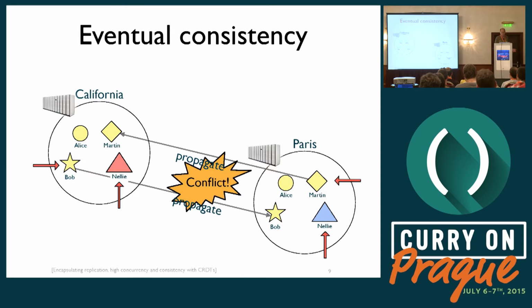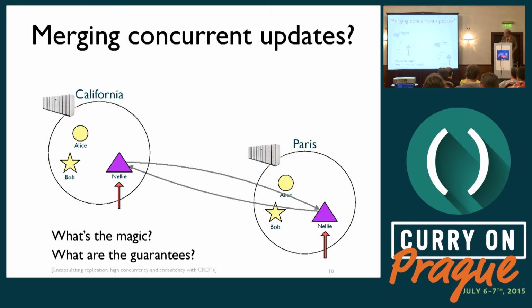But of course, that raises another question. What happens now, since I'm not synchronizing? I could have 2 concurrent updates to Nelly, right? In California, they're trying to make Nelly red. In Paris, they're trying to make Nelly blue. And when I try to propagate, hopefully my system will realize that there's a problem. What would be really nice is if there was some magic that could combine the 2 updates, right? So I'm going to propagate, and blue and red becomes purple, right?